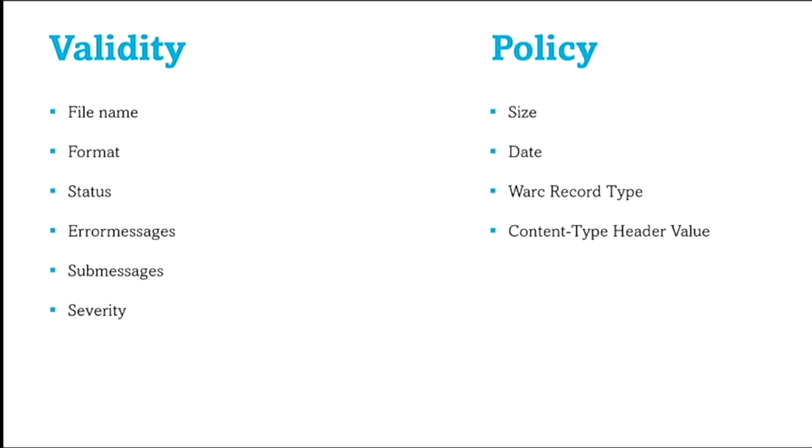Then, if it's not valid, we want to know what error message is coming, the sub message, so what is really happening, and then the severity. Is it an error? Is it a warning? Or is it an informational message? And then our policy checks are the size, the date, the work record type. So that is if it's work info, if it's a response block, what it's about.